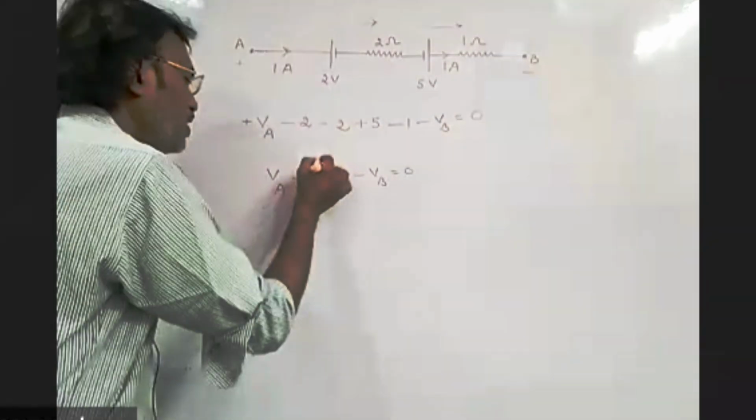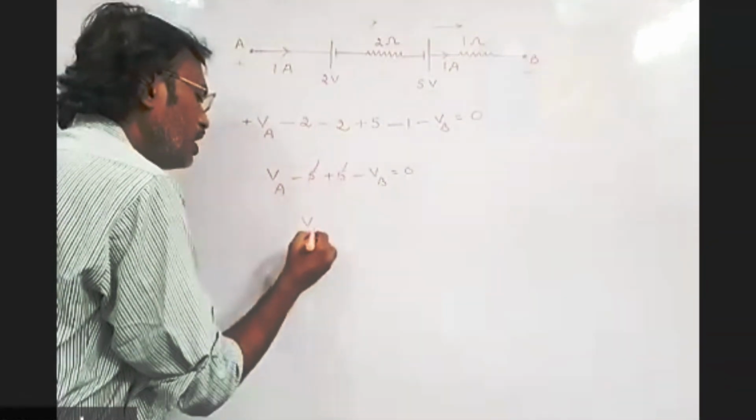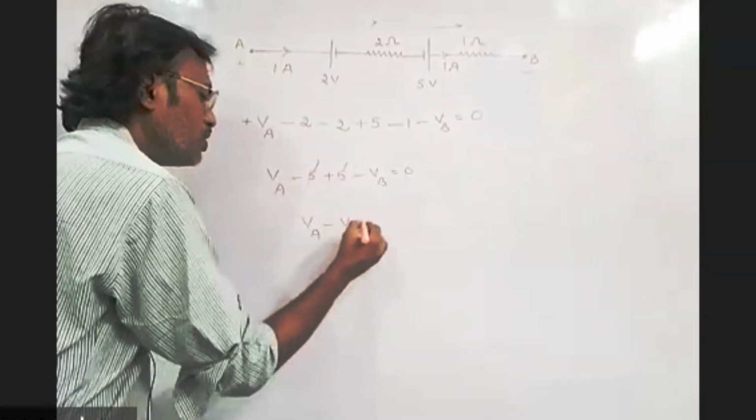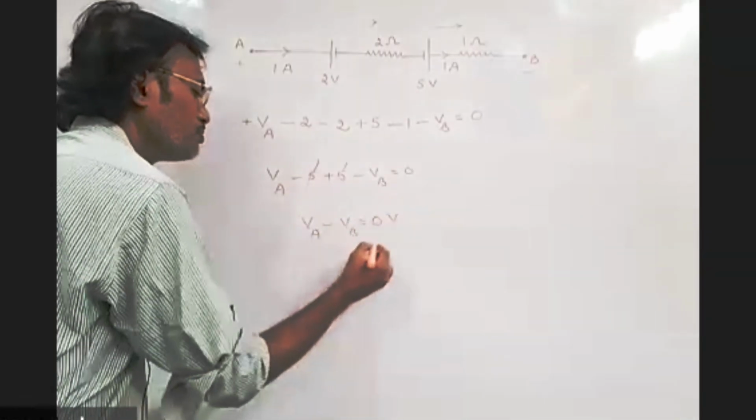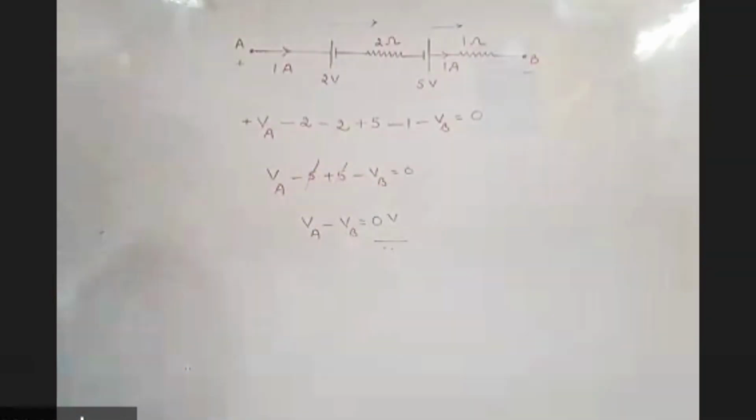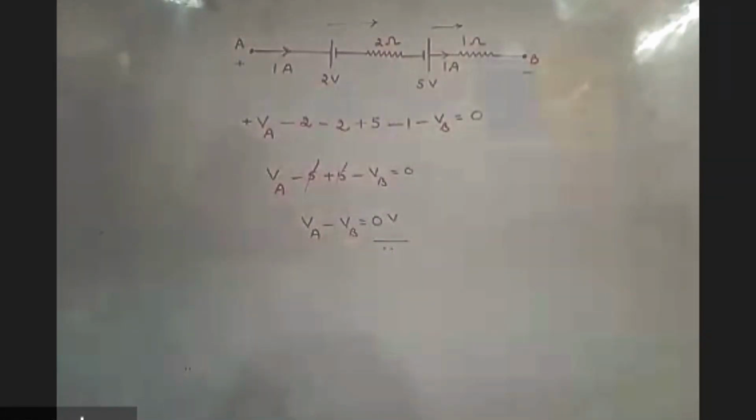Now minus 5 plus 5 get cancelled. VA minus VB is equal to 0. So the answer is 0 volt.